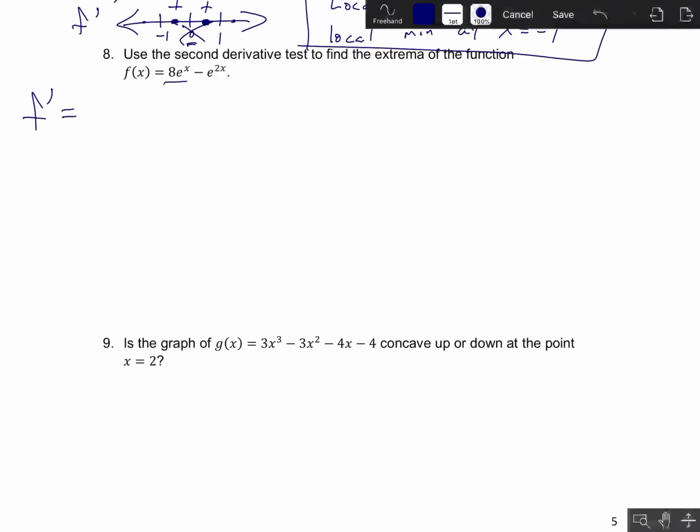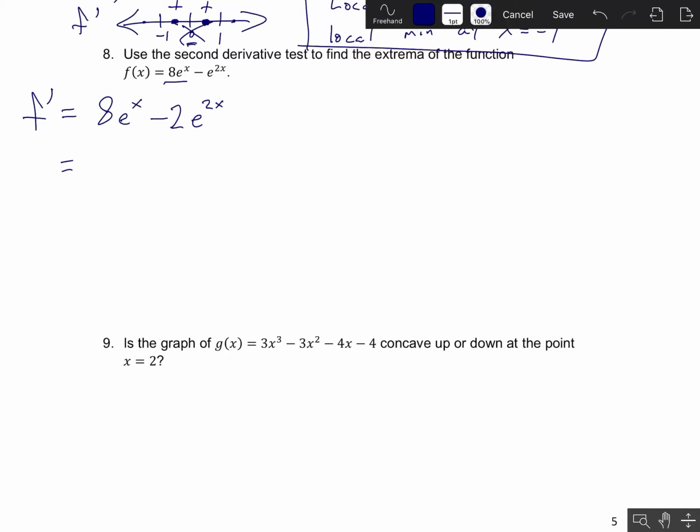If you take a derivative of the first term here, that would be an 8 times the derivative of e to the x, but the derivative of e to the x is just e to the x. So that first term is still going to be 8e to the x. Now if we take a derivative of the second term, we'll get the same exponential, so it'll still be an e to the 2x, times the derivative of the exponent. The derivative of the exponent is a 2. So this is f prime.